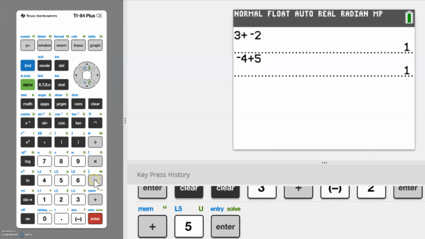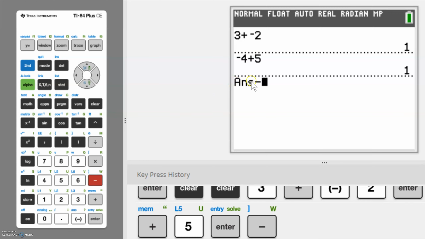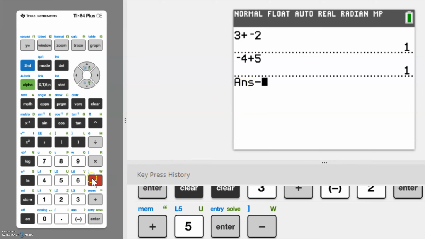Now, if I try to use this minus symbol instead, this symbol means subtract. So if I hit that symbol first, you're telling the calculator to subtract. So when you hit that, your calculator is going to say, okay, I have to subtract from something, but what am I going to subtract from? So since you didn't tell me anything to subtract from, I'm just going to use the last answer that I had. So that's the reason it says A and S on the screen, because you have to subtract from something. And if you don't tell the calculator what to subtract from, it's going to take the last answer.